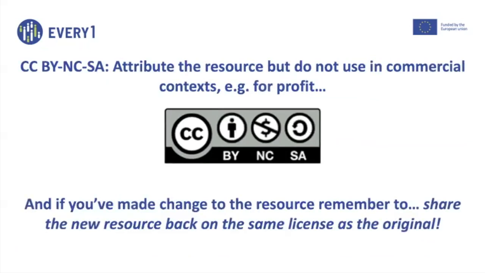Here we can see a combination of the 3 different elements that we've been introduced to so far. So you have the CC BY non-commercial share-alike license here, which requires you to attribute, of course, with the BY element, not to use it in commercial contexts. And then also the requirement that if you were to adapt the resource, you make changes to it, as well as telling people about the kind of changes that you've made to it, you will need to share the new resource back on the same license as the original.